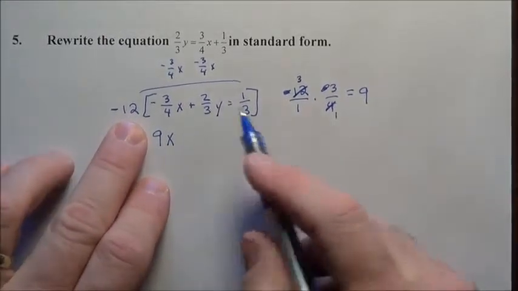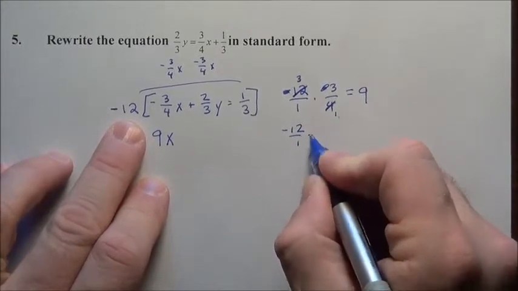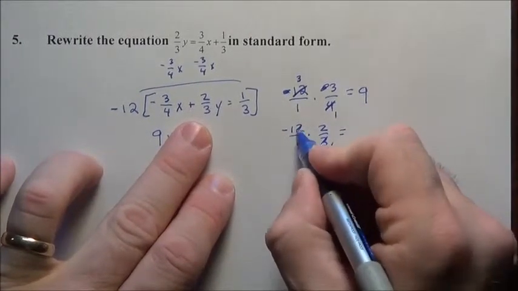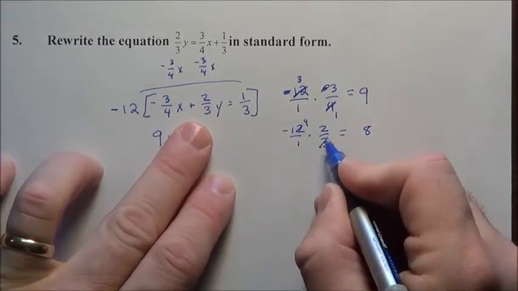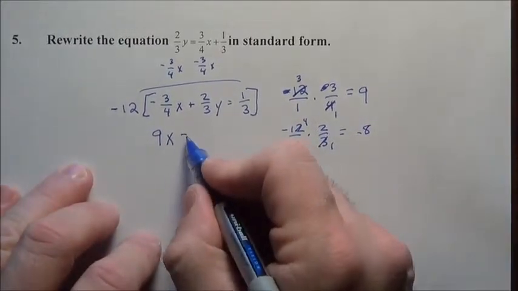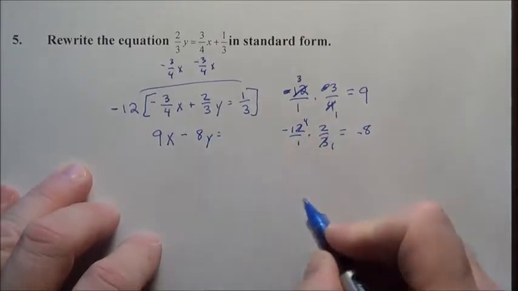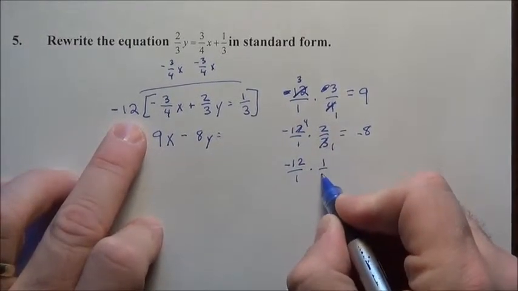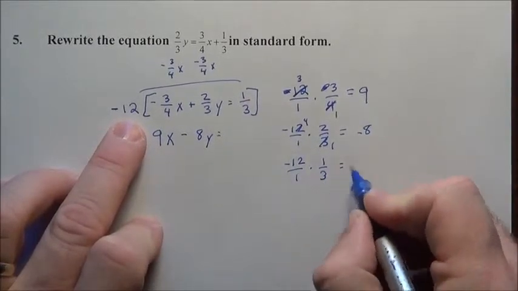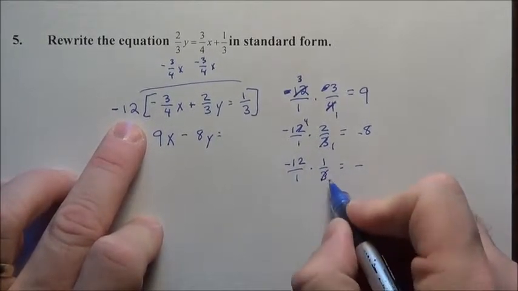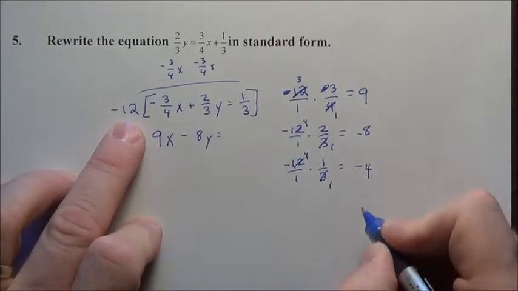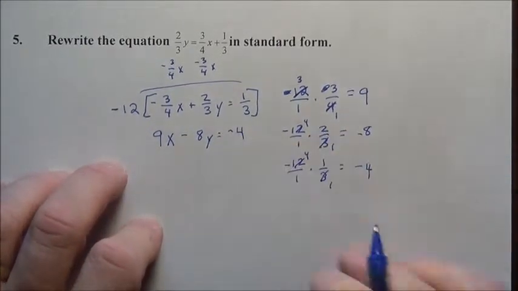Now I'm going to do negative 12 times 2/3. 3 becomes a 1, 12 becomes a 4, I get 8. Negative times positive is going to be negative 8, so it's going to be minus 8y. And then finally, negative 12 over 1 times 1/3. Negative times positive is going to give you a negative answer, we know that. 3 is going to become a 1, 12 becomes a 4, both divided by 3. That becomes negative 4, so I get negative 4 is my answer.